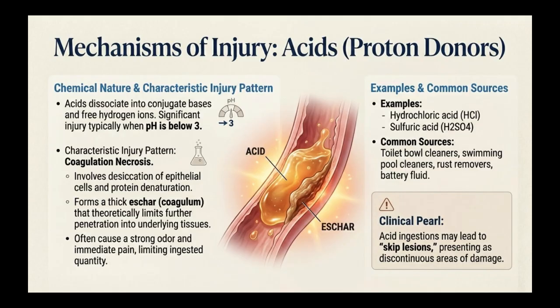These substances dissociate into conjugate bases and free hydrogen ions in solution. They typically cause significant injury when the pH is below 3. The characteristic injury pattern from acids is coagulation necrosis, where epithelial cells are desiccated, forming an eschar that is theoretically thought to limit further penetration into underlying tissues. Examples include hydrochloric acid and sulfuric acid. Common household acids can be found in toilet bowl cleaners, swimming pool cleaners, rust removers, and battery fluid. Acid ingestions may also lead to skip lesions where discontinuous areas of damage occur.